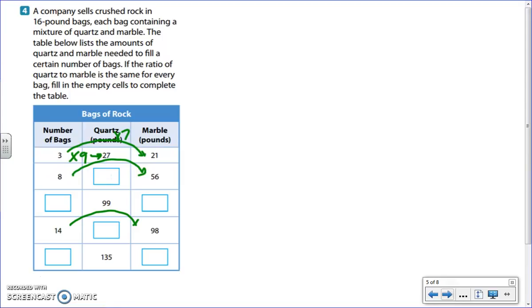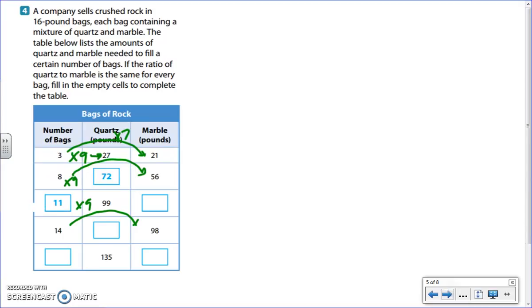3 times 9 is 27. 8 times 9 would be 72. I see that 3 times 9 was 27, so there's a multiplication by 9 from here to here. What number times 9 would equal 99? I know that that is 11.